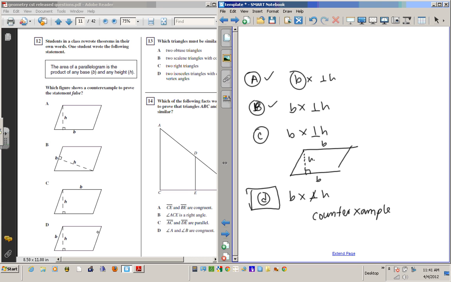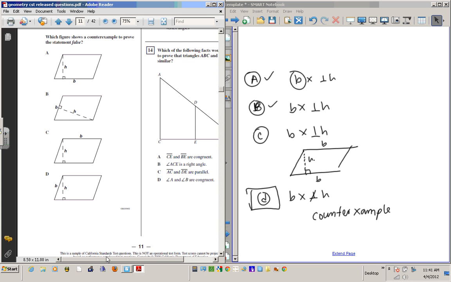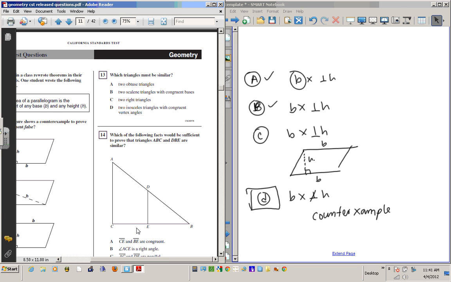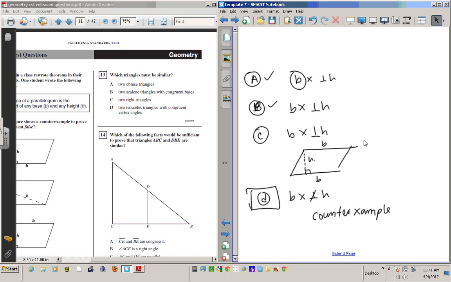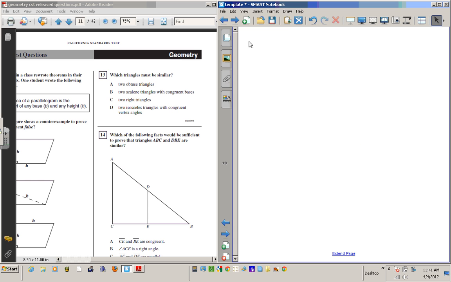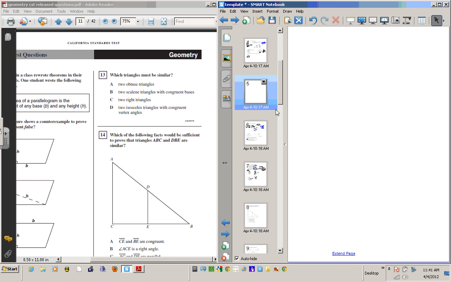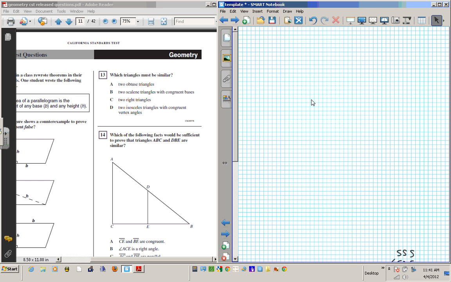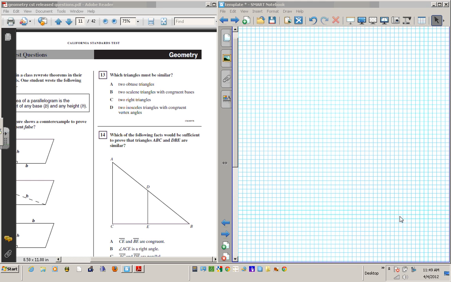All right, let's move on to question number 13. Question 13 says, which triangles must be similar? So we're going to go over similarity real quick. What is required for two triangles to be similar?